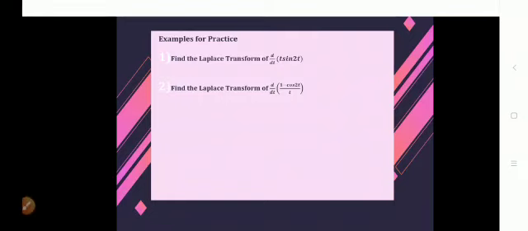In the next lecture we will try to find the Laplace transform of some higher derivative functions.